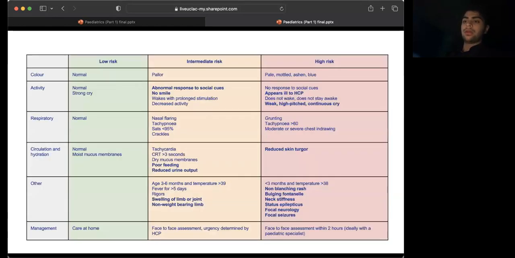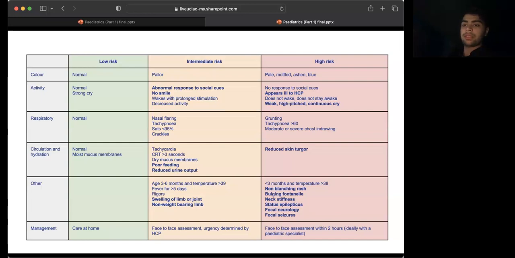Yeah. So this is worth knowing about. I know it's quite a lot of information, but it's worth knowing the key features about what makes a child high risk, intermediate, and low risk. So the key ones to know for high risk are, like we said, the weak cry, but also reduced skin turgor, and if they just appear ill to any healthcare professional, such as a pediatrician, and also things like non-blanching rash, a bulging fontanelle, neck stiffness, any focal neurology or seizures, and grunting, tachypnea, and the moderate or severe chest indrawing. So those are the recessions. So you can get intercostal and subcostal recessions as a marker of severe respiratory distress.